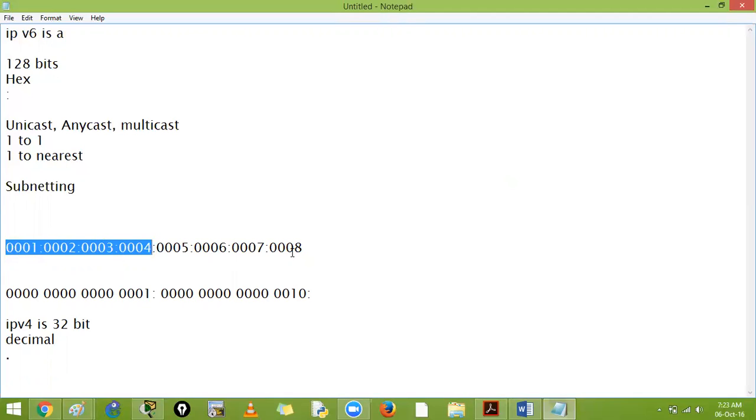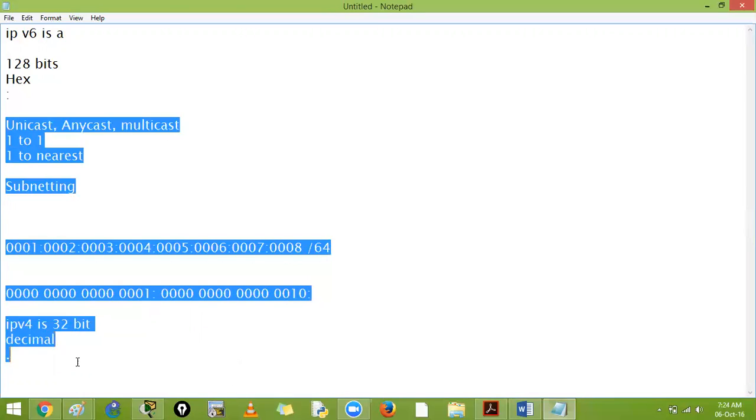Actually, this is a 128-bit address. Half of it will be 64. So after the address, you have to give the slash notation. In IPv4, you are supposed to give the subnet mask, but here there is no subnet mask. Here you have to give the slash notation.